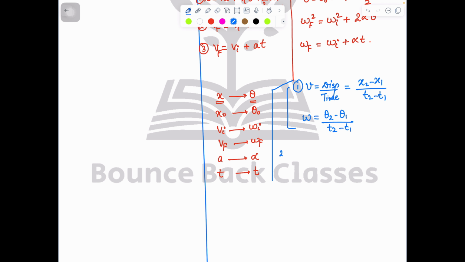Second part, let's say we are solving for acceleration. Acceleration a equals v2 minus v1 over t2 minus t1. This is the formula we know. So what should alpha be? Alpha equals omega 2 minus omega 1 over t2 minus t1. Yes or no? Clear?